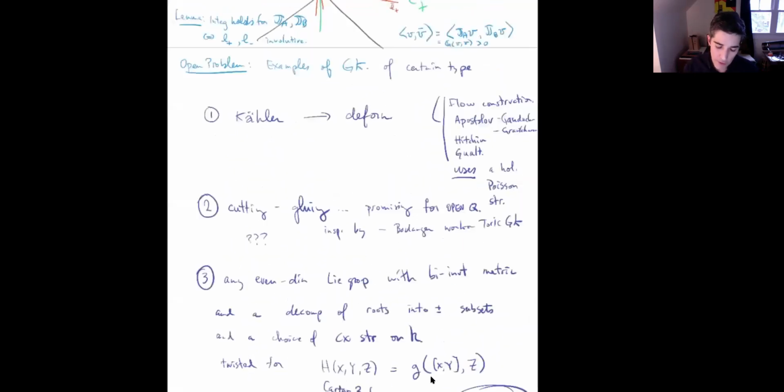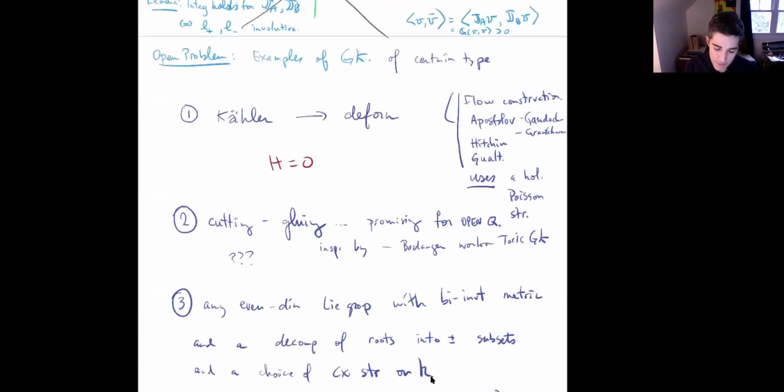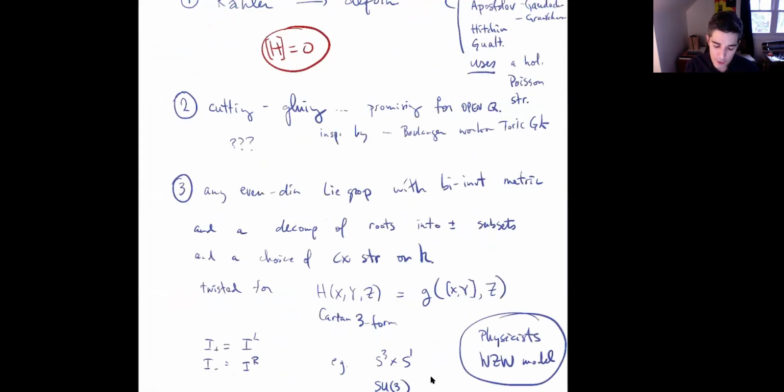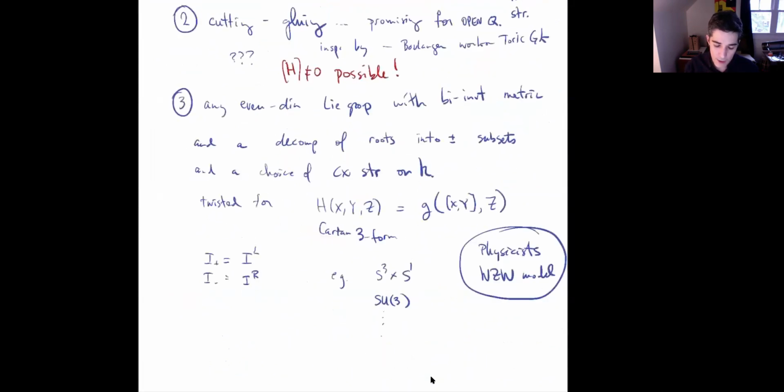Well, okay, so here the three form is 0, or at least the cohomology class of the three form is 0. Here we can get, because it's a cutting and gluing procedure, this is possible. And I think that's good. Here the three form is actually non-zero in all cases.